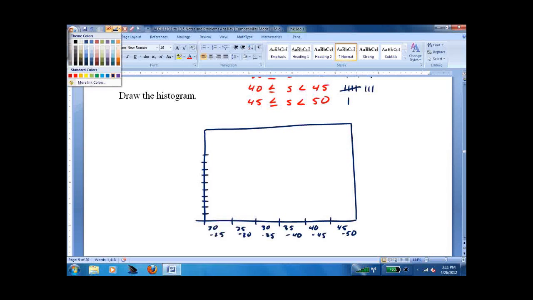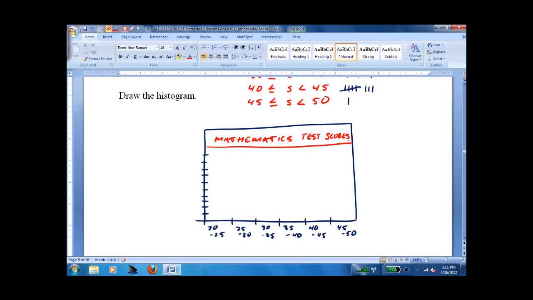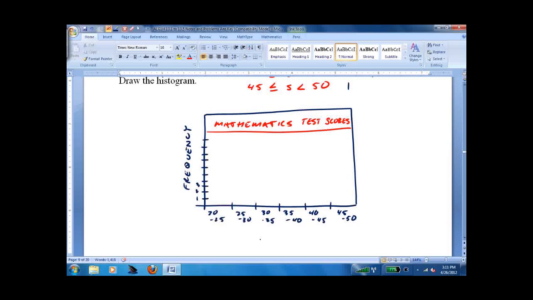Always label your graphs. Mathematics test scores. And I forgot to label this side, so this is just the frequency. One, two, three. Don't need to do more than that. Down here is the score.